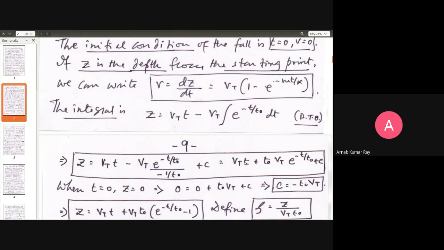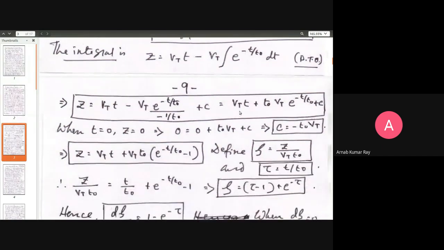So z is equal to V subscript T times t plus T naught times V_T e raised to minus t by T naught plus C. Okay, so when t is equal to 0, z is equal to 0. So 0 is equal to 0 plus T naught times V_T e raised to 0, which is T naught V_T, plus constant. So C is equal to minus T naught V_T.